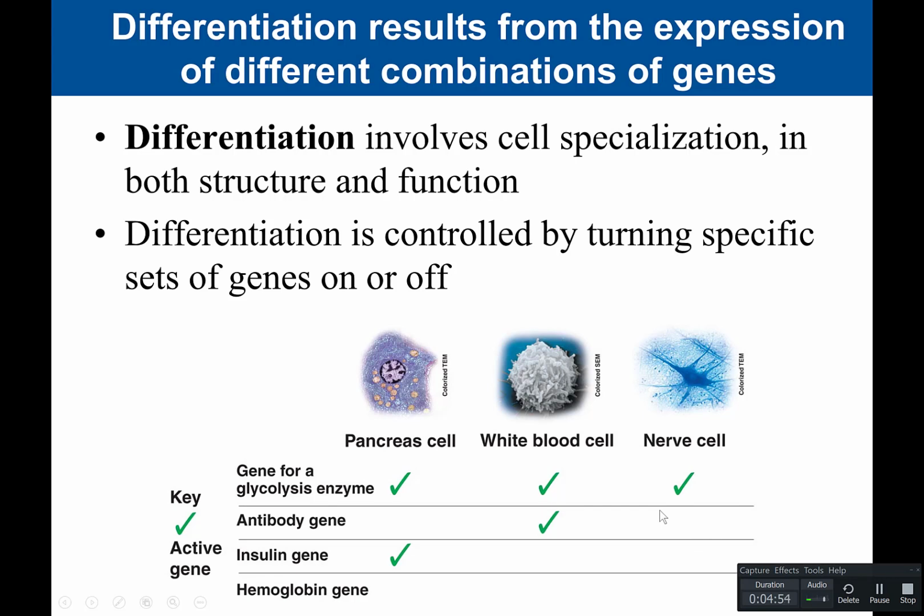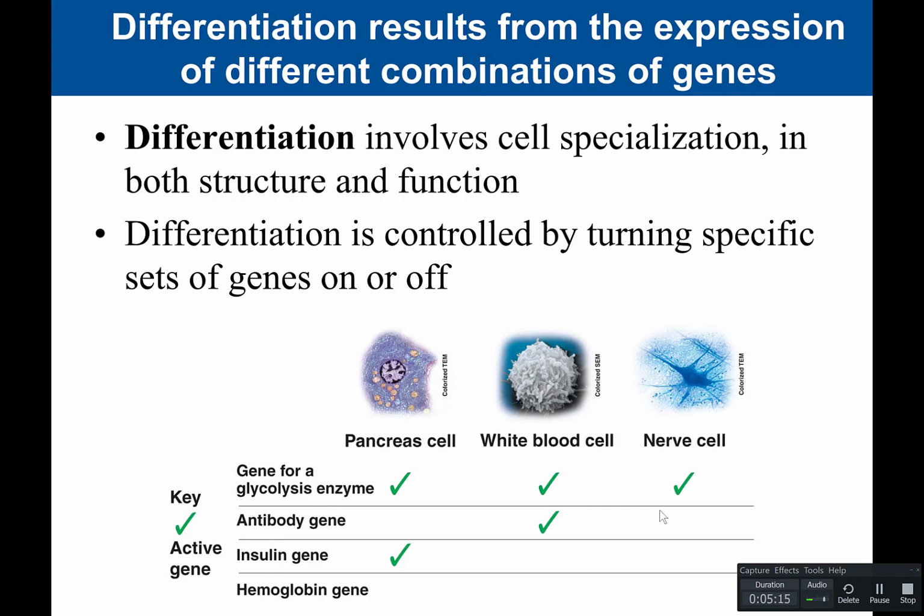Pancreatic cells, the pancreas, its job is to produce hormones and enzymes for digestion. Nerve cells have a different role. Their job is in nerve conduction, right? Sending chemical signals, or sending signals about stimuli that the body is receiving.